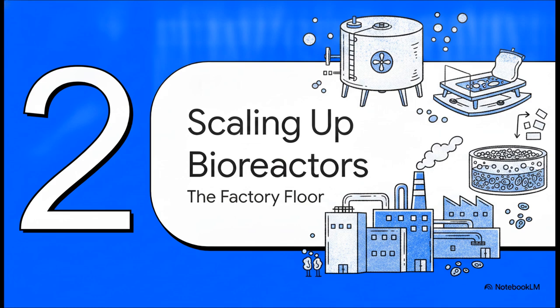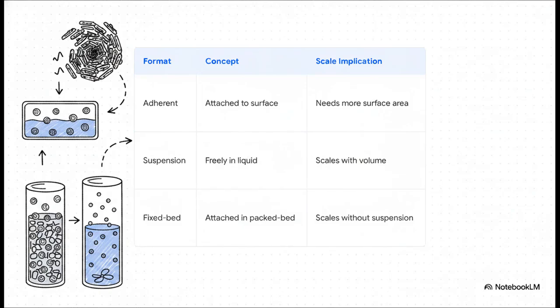Okay, section 2, scaling up the bioreactors, the factory floor. So we have our cellular workforce. Now we actually need to build the factory floor where they're going to grow and produce. Let's look at our 3 main culture formats. First, we've got adherent culture. This is where cells literally need to stick to a surface to grow. It's relatively simple to start up, kind of like growing cells in a flat flask. But to scale it up, you need exponentially more surface area, which very quickly becomes just physically unmanageable.